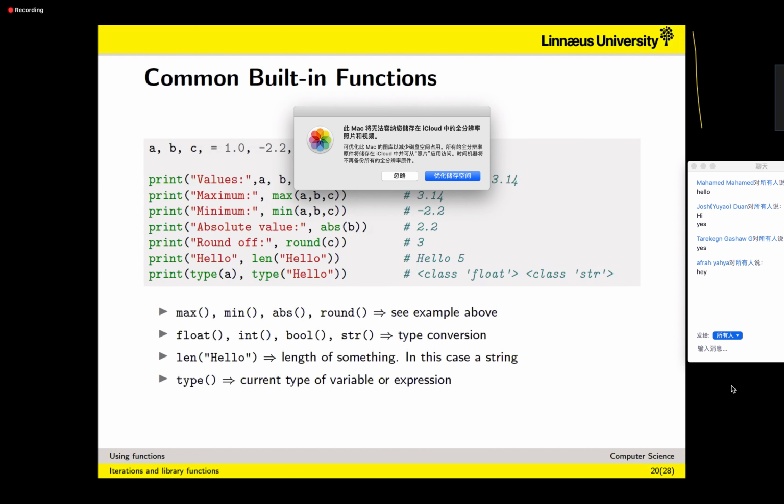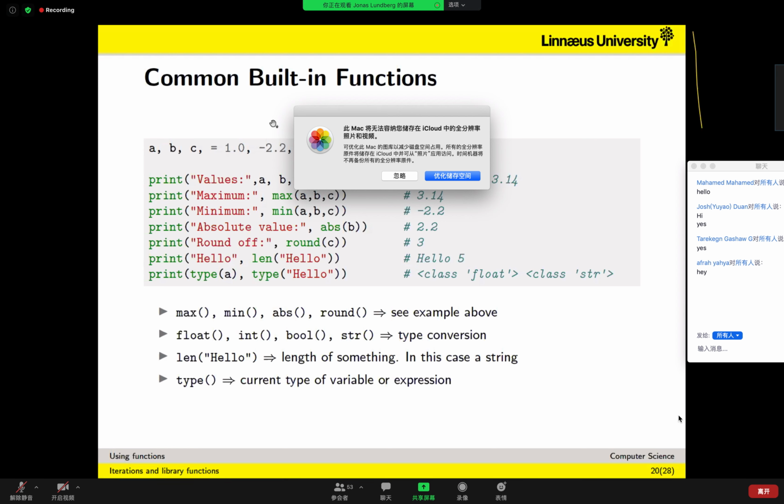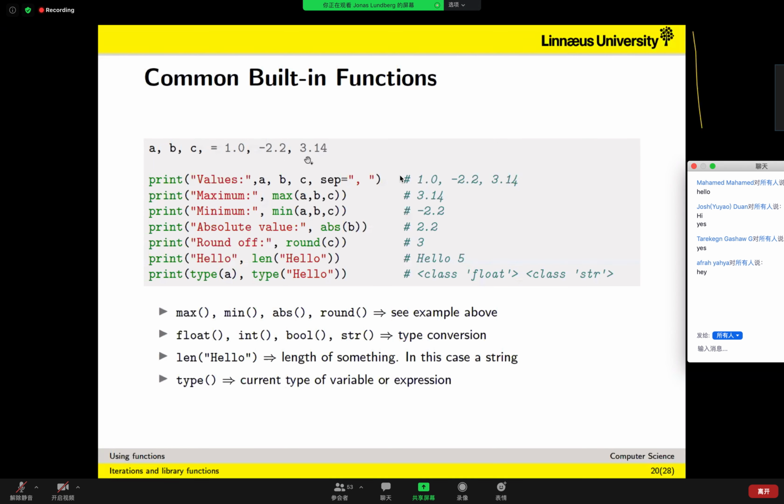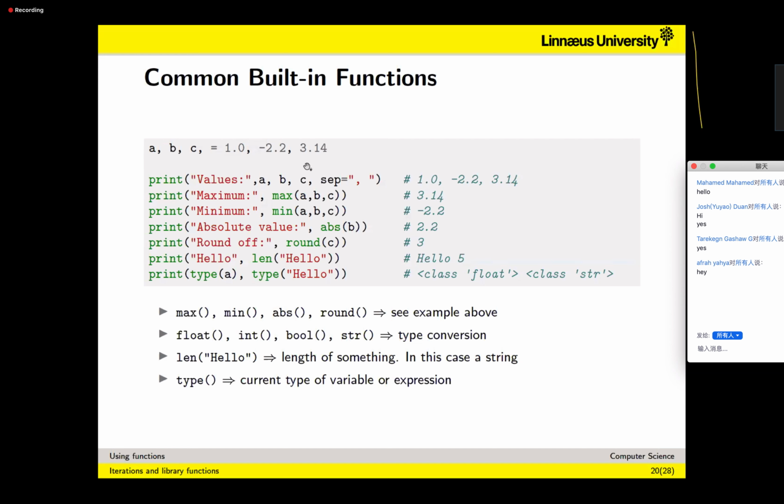Here I'm showing a few of the common built-in functions. I introduce three variables, a, b, c, and give them some floating point values. And then I'm printing the values. And here I start to use a few different built-in functions. We have a function called max, which of course picks out the largest of them. So this one will print 3.14, since it's the largest.